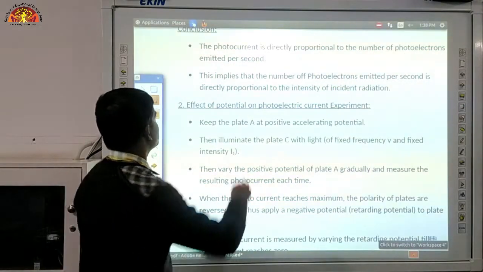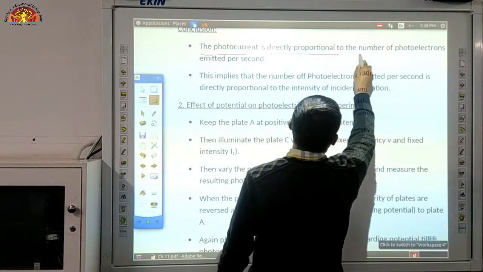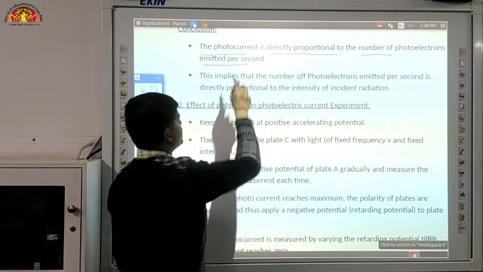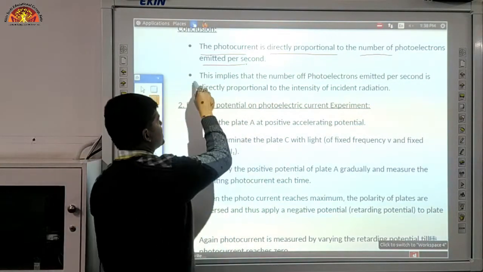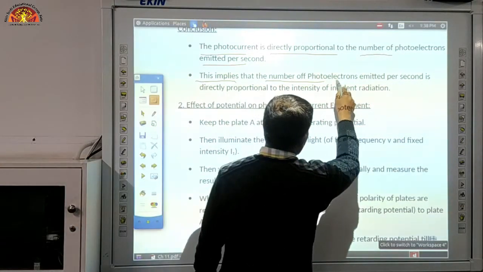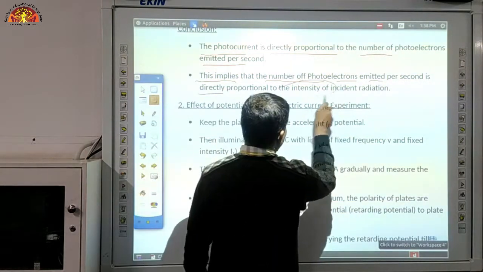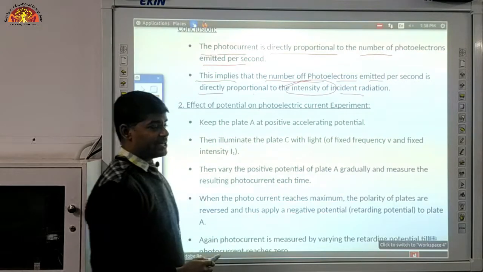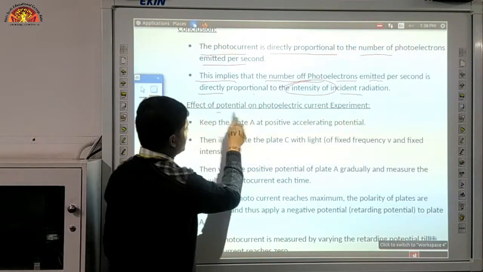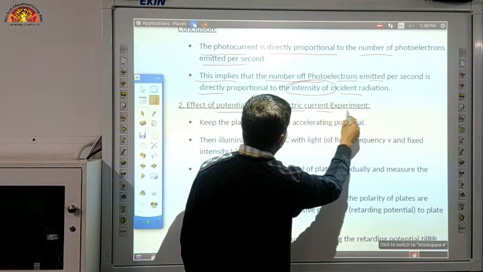Now come to the conclusion. The photocurrent is directly proportional to the number of photoelectrons emitted per second. This implies that the number of photoelectrons emitted per second is directly proportional to the intensity of the incident radiation. Now the next one, the effect of potential on photoelectric current experiment.